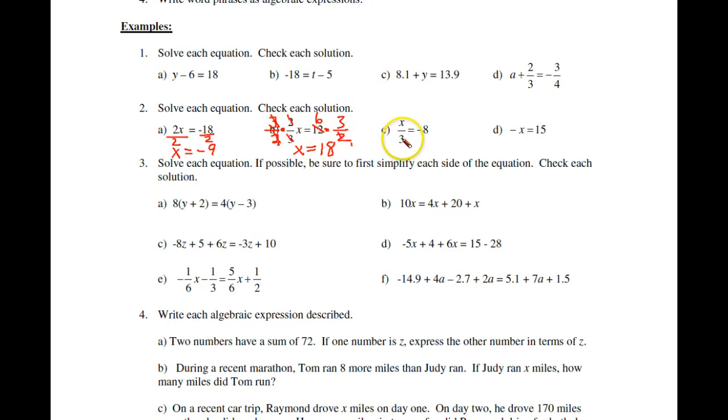Now again, we want to get just a plain x here. So if we multiply this by 3, and this side by 3, here the 3's cancel out, and we get a 1x, and this is a negative 24.